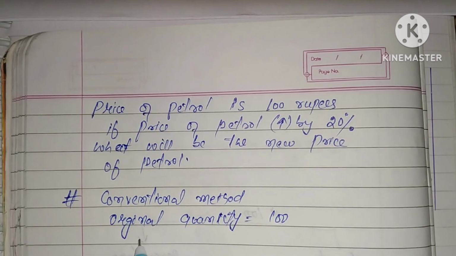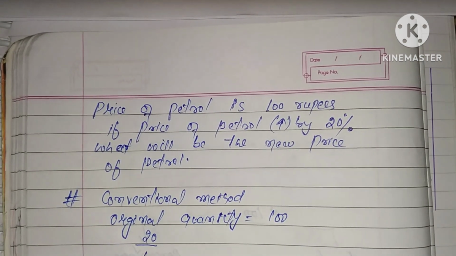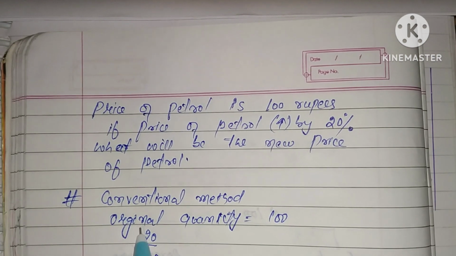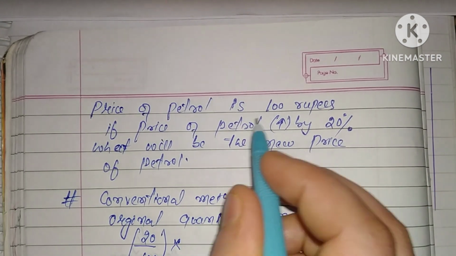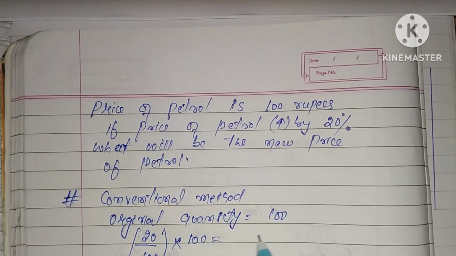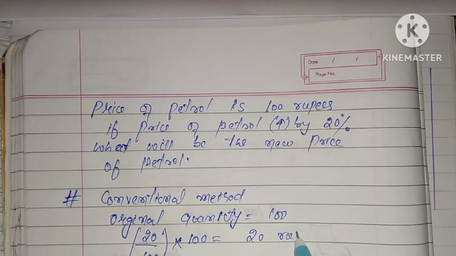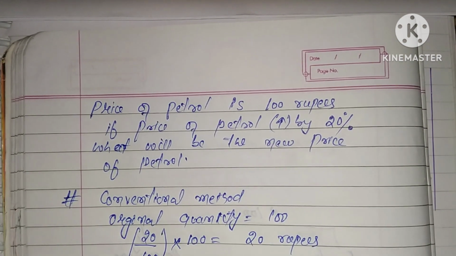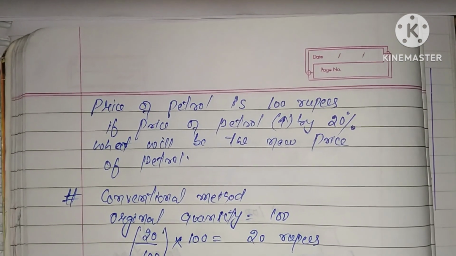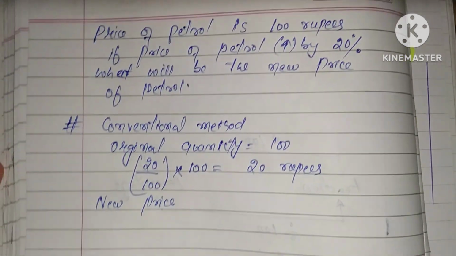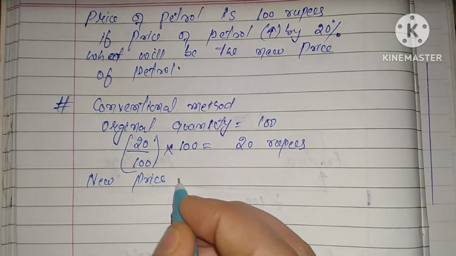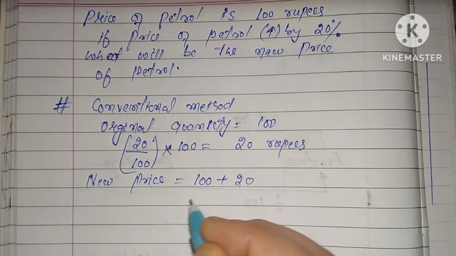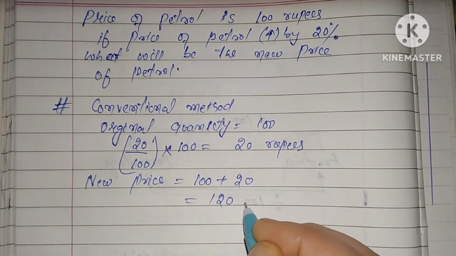20% of 100 will be what? 20% means 20 divided by 100, and of means multiplied. 20% of 100 will be 20 rupees. Now the new price: the original price is 100 and the increment is 20 rupees, so it will be 120.